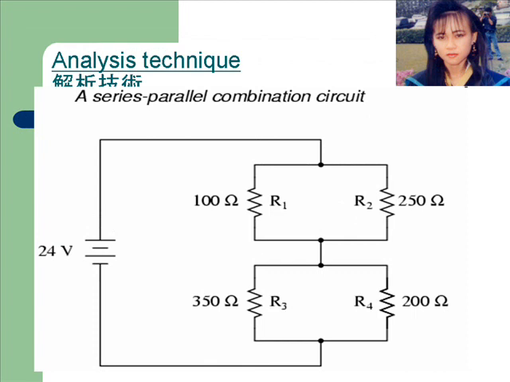Analysis technique. Step 1: Assess which resistors in a circuit are connected together in simple series or simple parallel. Step 2: Redraw the circuit, replacing each of those series or parallel resistor combinations identified in Step 1 with a single, equivalent value resistor.